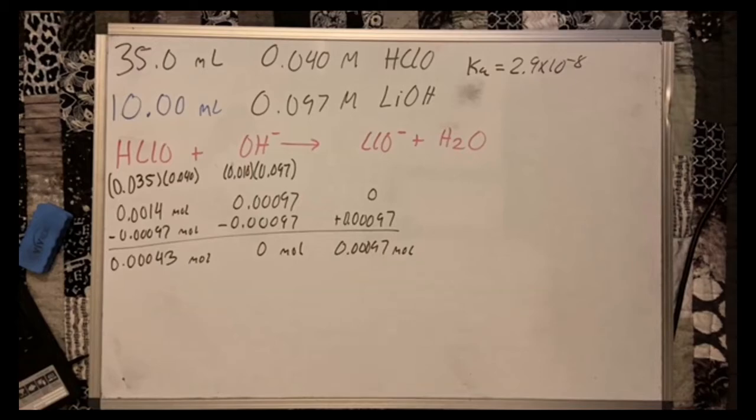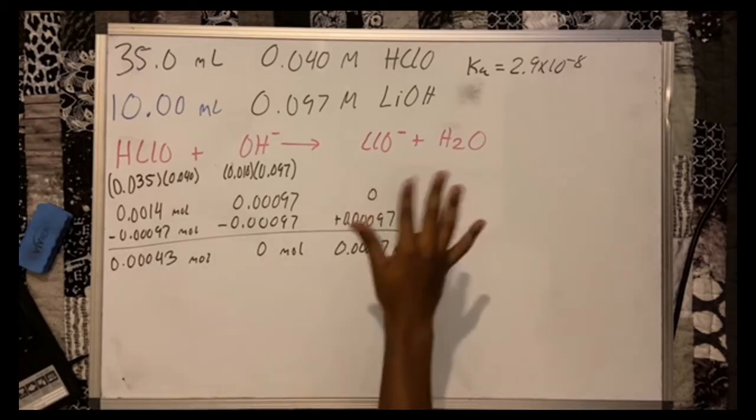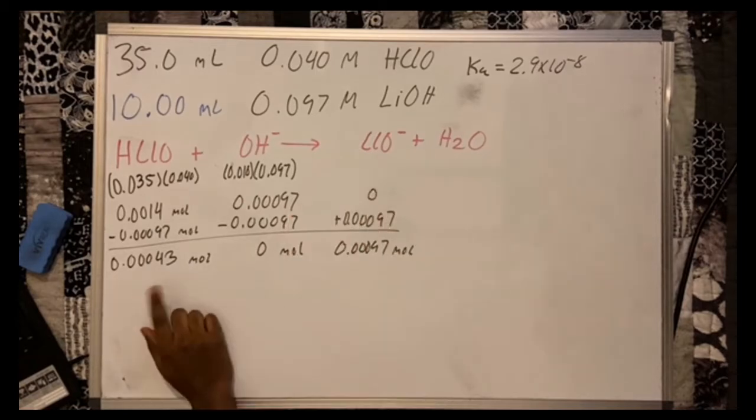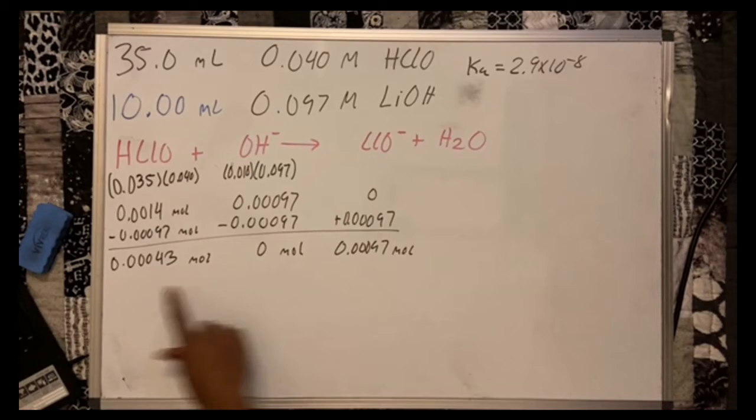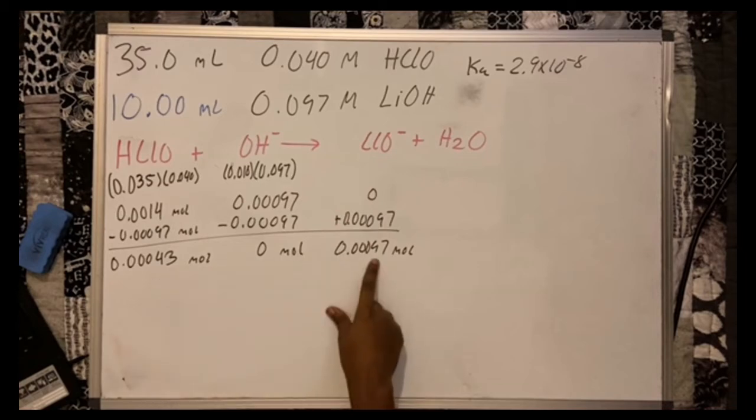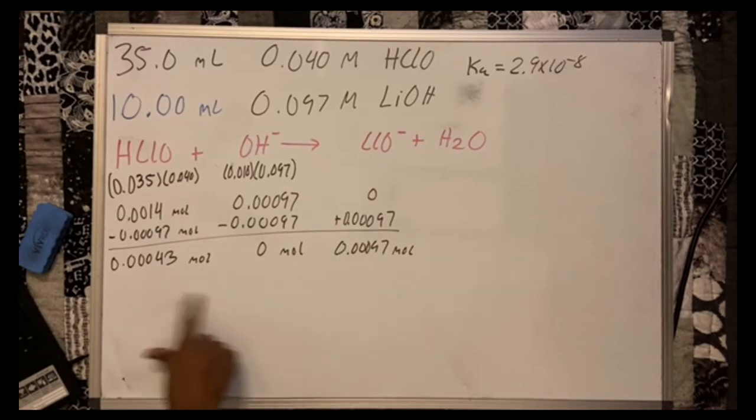Bam. So we have our acid sitting right here. We have our acid, we have its conjugate base. So we have a buffer going on right here.